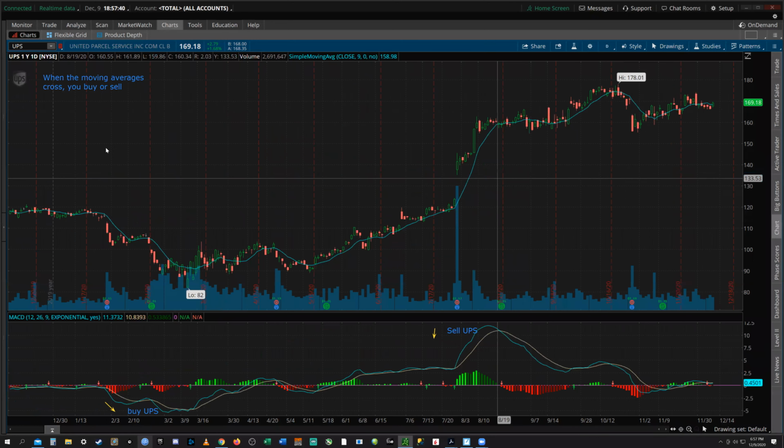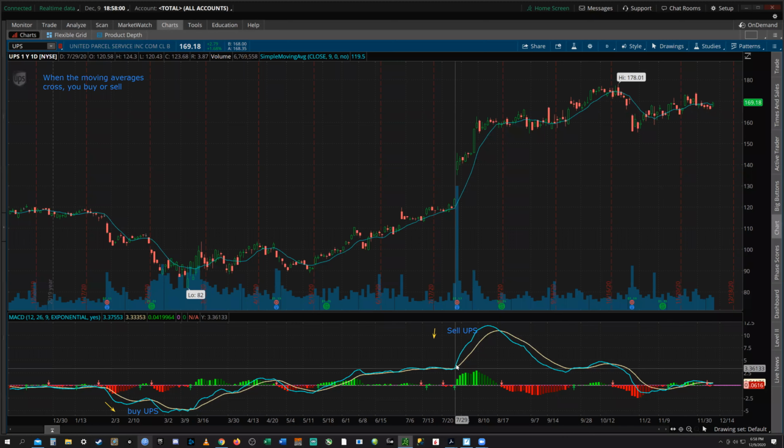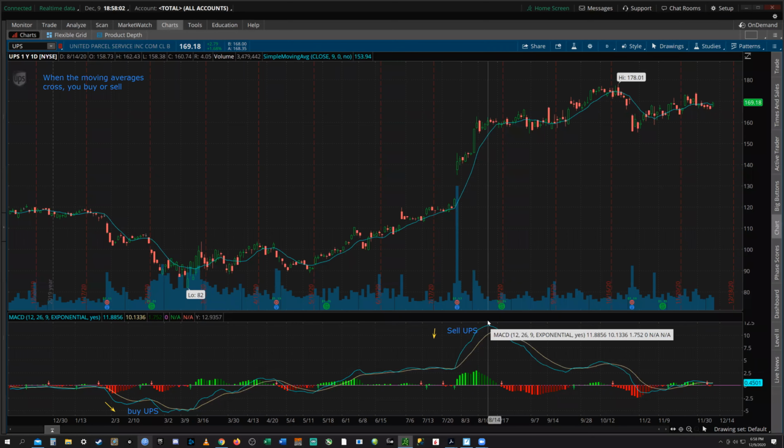If I were to go all the way back, oh, I don't want to go that far. But to answer the question, you would look at the volume MACD. And again, with the MACD, it's looking at the cross points, and that's your indicator to buy or to sell.